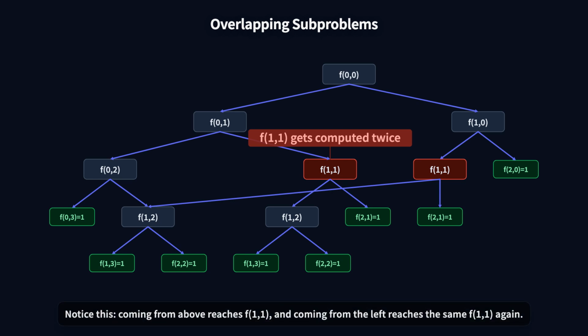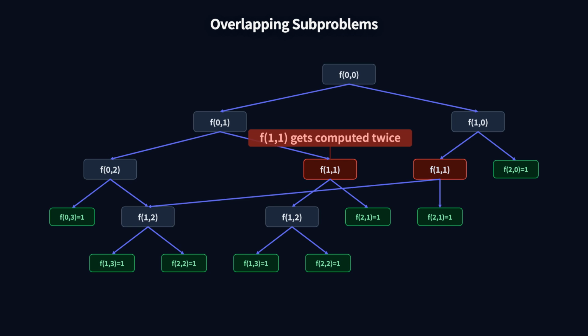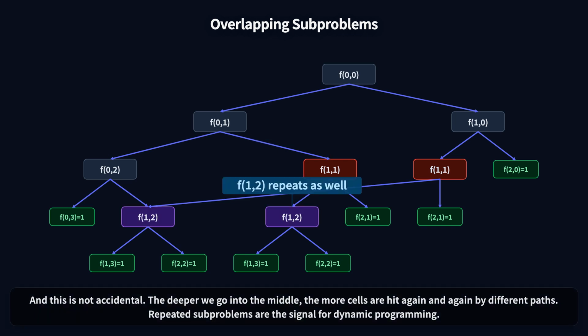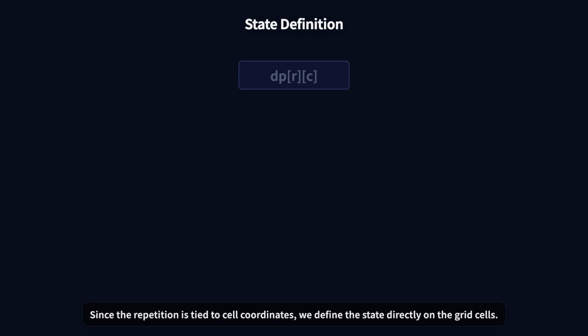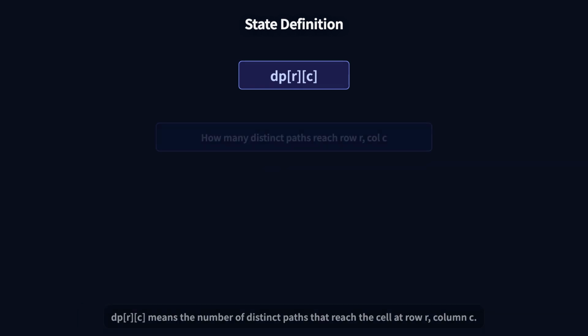Notice this. Coming from above reaches F(1,1), and coming from the left reaches the same F(1,1) again. And this is not accidental. The deeper we go into the middle, the more cells are hit again and again by different paths. Repeated subproblems are the signal for dynamic programming. Since the repetition is tied to cell coordinates, we define the state directly on the grid cells.